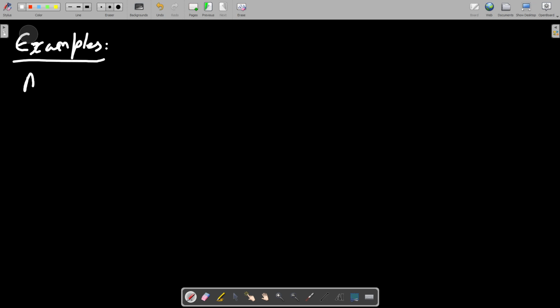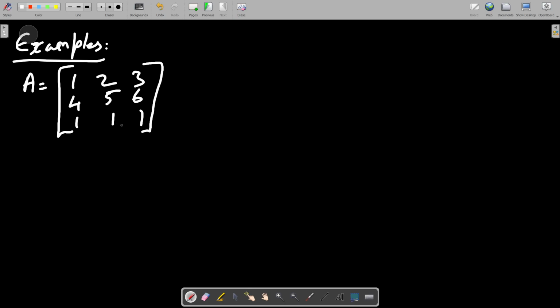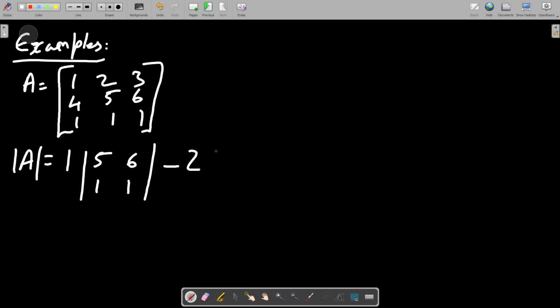So we'll see the example as A. Okay, give me some numbers. 1, 2, 3, 4, 5, 6, 1, 1, 1. Okay, so let us calculate according to the above formula. Determinant of A will be equal to, write the first element, first row, first element, then 5, 6, 1, 1, the determinant of this, minus the second one.